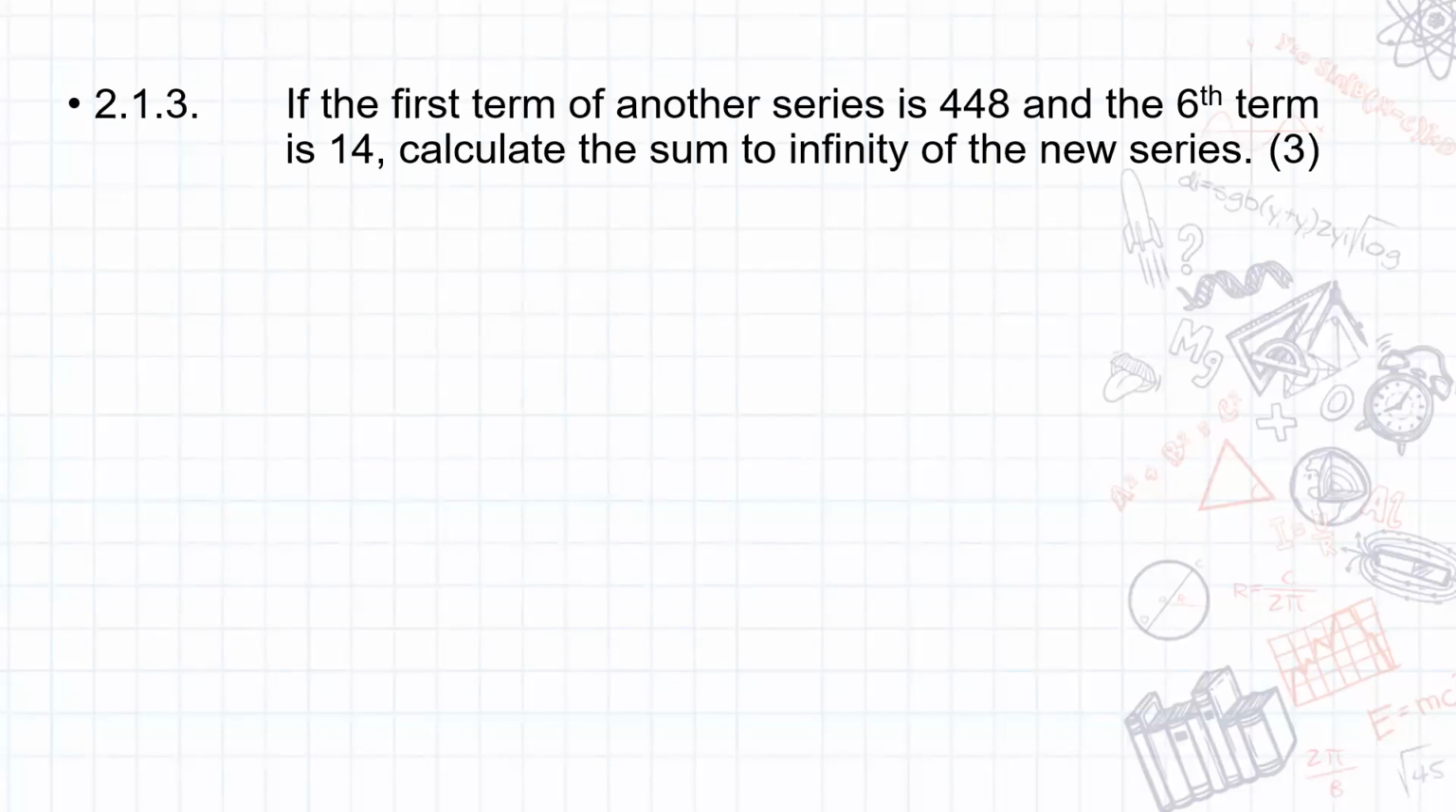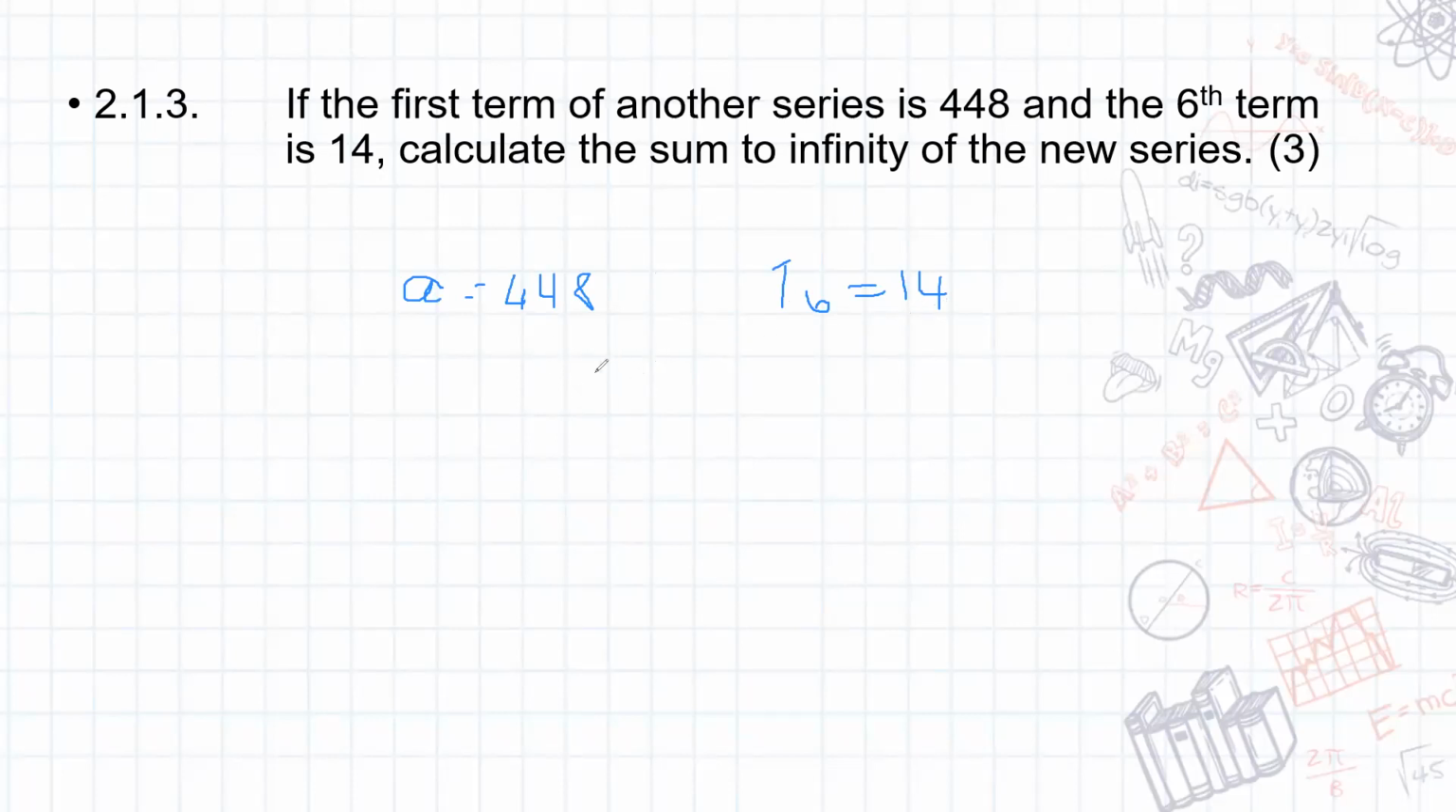2.1.3 says, if the first term of another series is 448 and the sixth term is 14, so in other words, your terms are getting smaller, calculate the sum to infinity of the new series. So here we have a is equal to 448 and term 6 is equal to 14. And by intuition, we're going to guess that r would be the inverse of the first r value that we got. But let's prove it quickly.